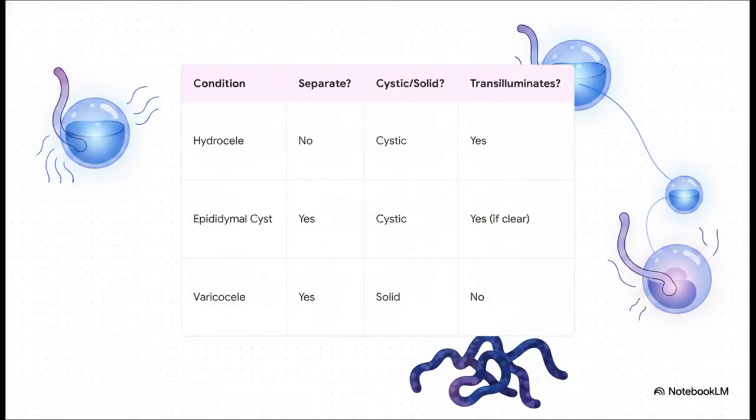I love this matrix. We can take our earlier diagnostic questions and turn them into a rapid-fire checklist to instantly tell these three benign masses apart. A hydrocele, it's cystic and it glows, but you can't feel the testicles separately. An epididymal cyst, it also glows, but it sits totally separate, just above and behind the testis. And a varicocele? It's separate, feels solid or kind of vascular, and does not glow at all.